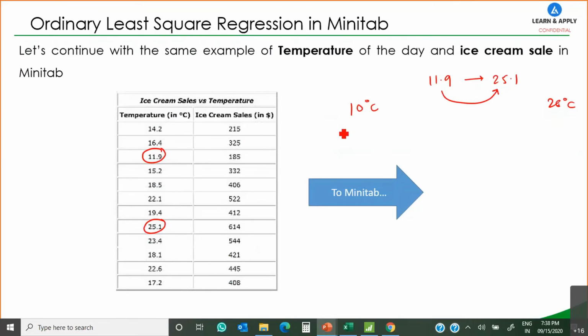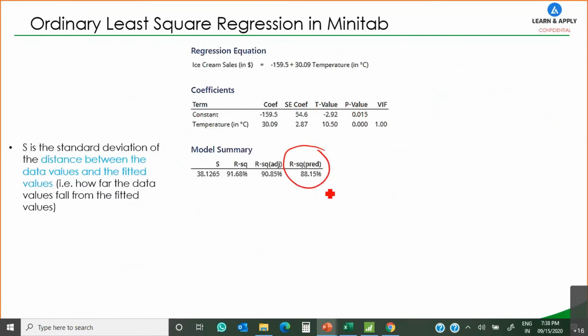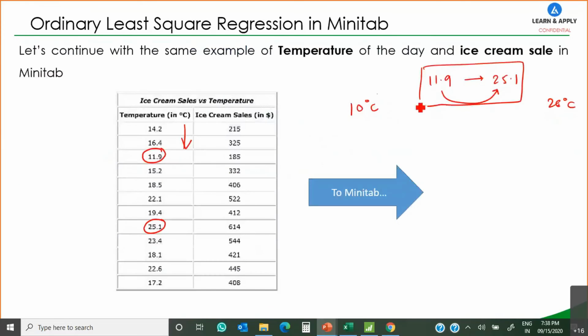So if the predicted R square value is less than 80%, then we cannot use your regression equation outside of these limits, or outside of these observations which were conducted in this experiment, right? So if you see, the predicted R square is 88.15%, so we can use our regression model beyond these limits also. So we can use it to predict below 11.9 also or above 25.1 also. That's the meaning of predicted R square.